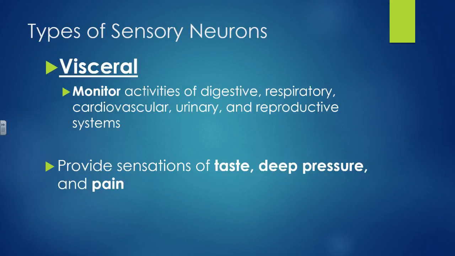The second type of sensory neuron are the visceral sensory neurons, and they monitor the activities of the digestive, respiratory, cardiovascular, urinary, and reproductive systems. These provide sensations of taste, deep pressure, and pain.